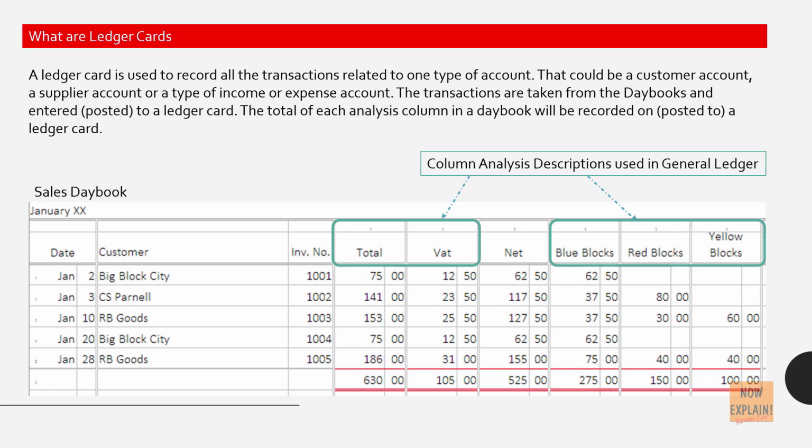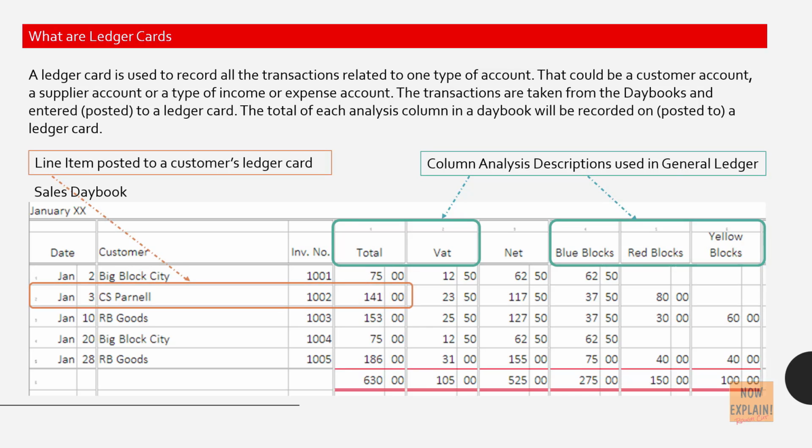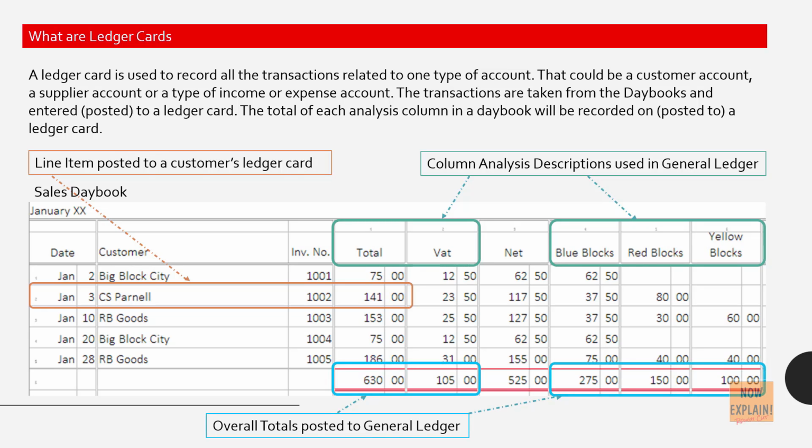Here's the sales daybook. If we look at the column analysis descriptions, these will be used in the general ledger. And here's a line item posted to a customer's ledger card. Overall totals posted to the general ledger are shown here at the bottom.